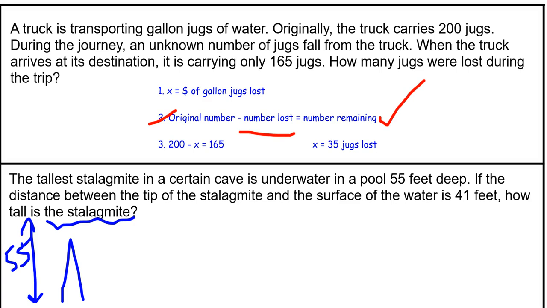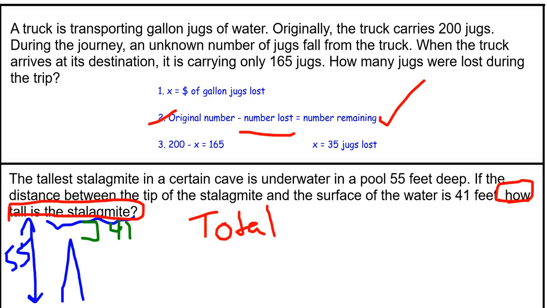If we know that the distance between the tip of the stalagmite and the top of the water is 41 feet, we can talk about how tall the stalagmite is. So first question, the unknown is how tall is the stalagmite? And this is not a question of start, change, final. This is a question of there is a total depth of that water, and we can represent that total depth as a combination of the stalagmite's height and the distance between the stalagmite and the water.